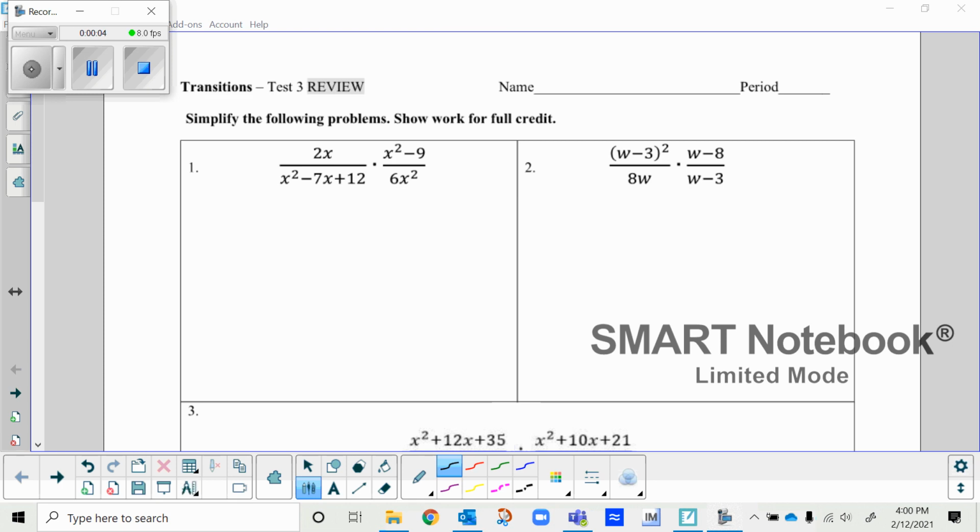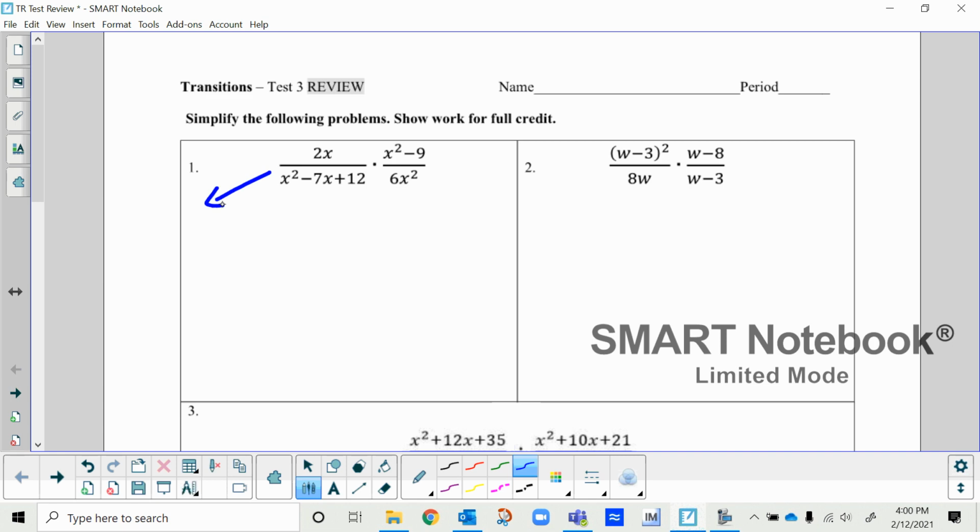All right, so number one is a multiplication of rational expressions. We need to factor anywhere that's possible first. And so we're going to factor the bottom left numerator, which is a trinomial. So we're going to factor with the cross method: what multiplies to AC and adds to B.